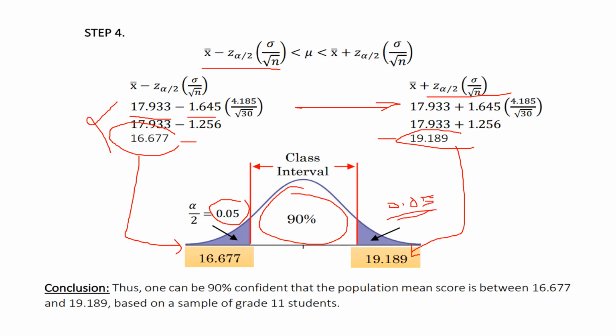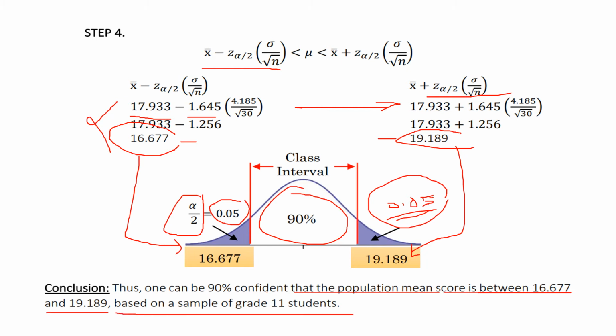So there's a lapses of 0.05 in this side. So there should be a 0.05 in this side because we subject both your left and your right sides of your normal curve. Now, our conclusion: thus, one can be 90% confident that the population mean score is between 16.677 and 19.189 based on the sample of grade 11 students.